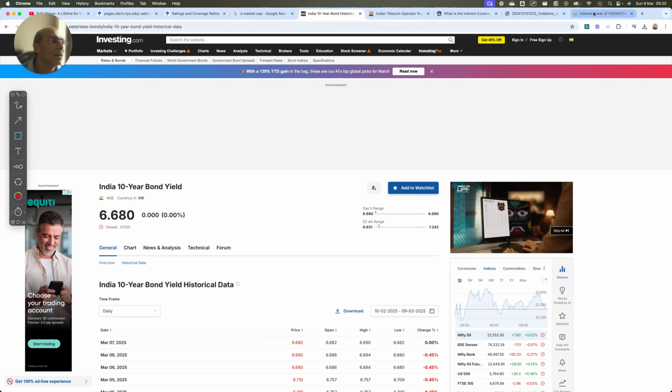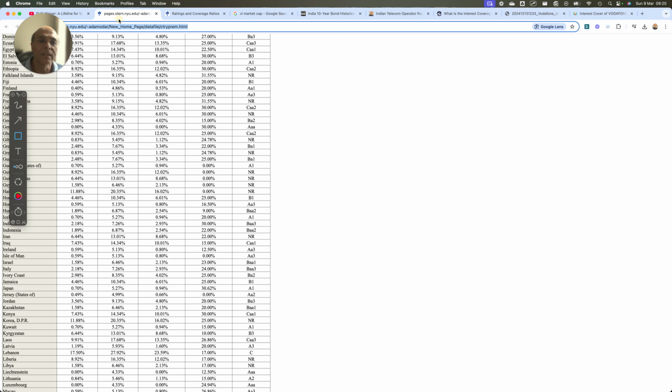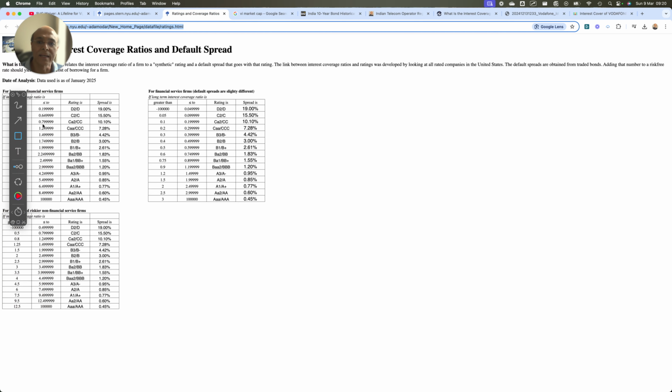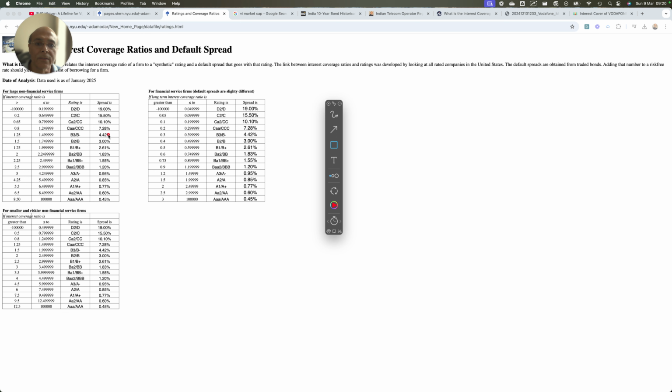Let me show you. This is the rating for Vodafone Idea by CareEdge. CareEdge has given a rating of B++ stable, right? Now if you go to the Stern web page, which maps the rating with the interest coverage ratio, I'll show you that this rating is this. It assumes an interest coverage ratio between 2.5 and 2.499, and that's how you will be able to calculate a default spread of 1.55%.